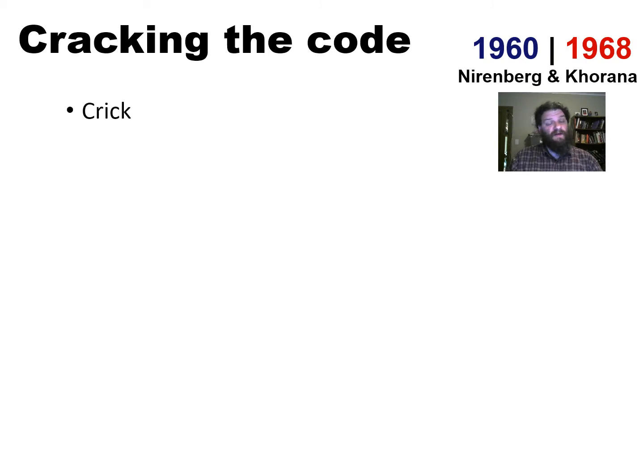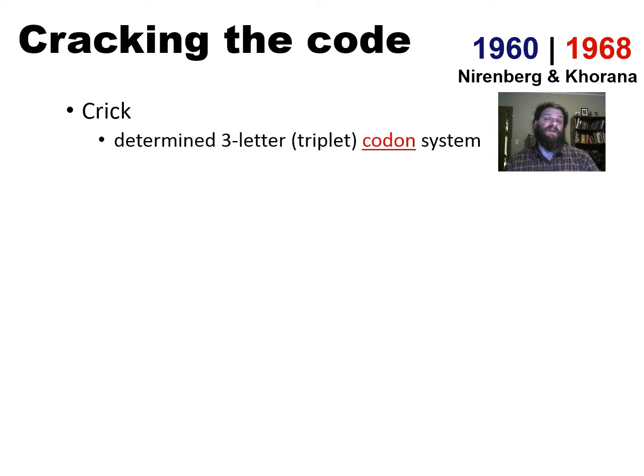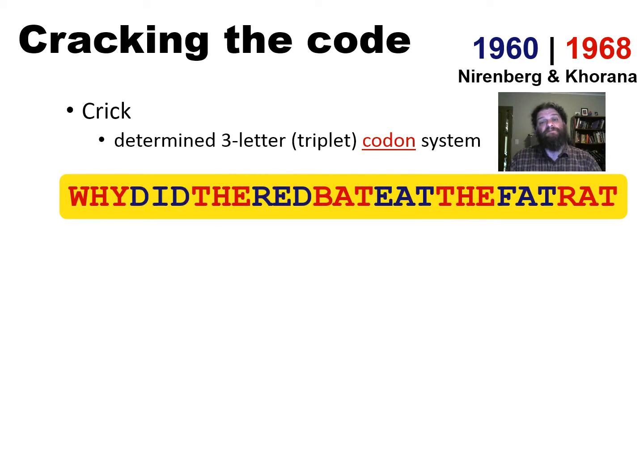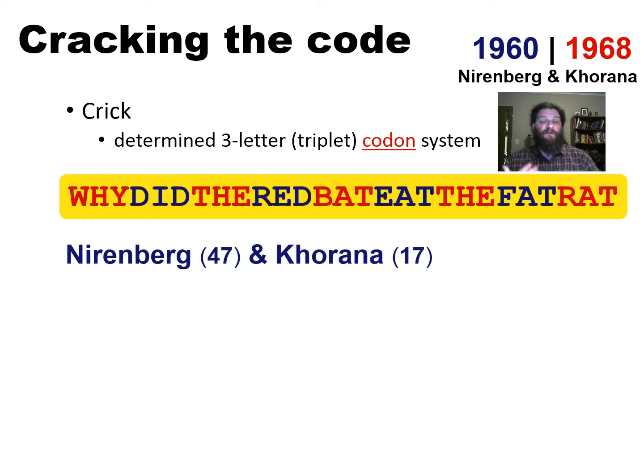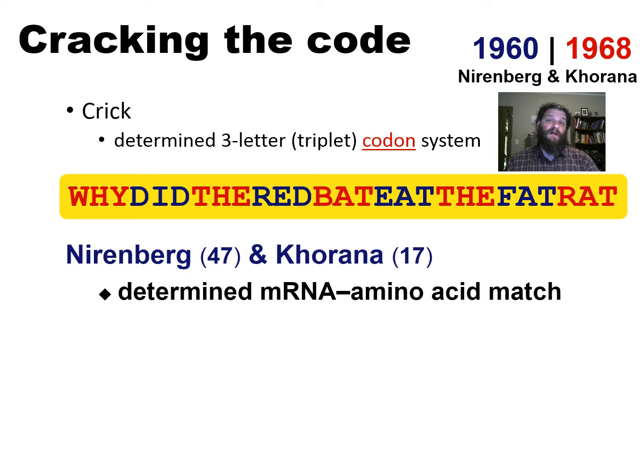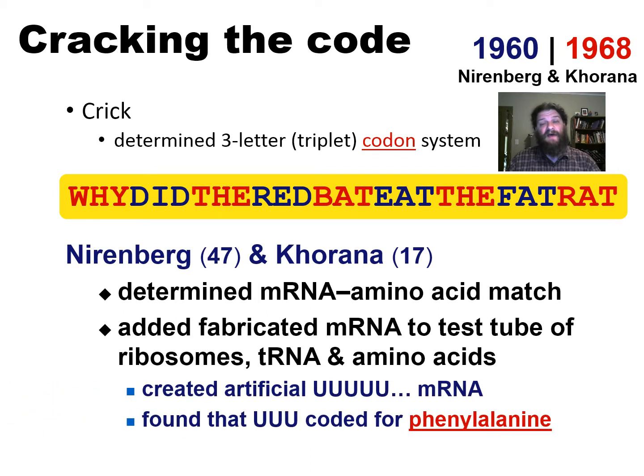It's Francis Crick of Watson, Crick, and Franklin, who came up with the structure of DNA, who first put out this idea of a triplet codon system, like "why did the red bat eat the fat rat," and that different codons would code for the individual amino acids. It was Nirenberg and Khorana who actually figured out specific codons for amino acids.